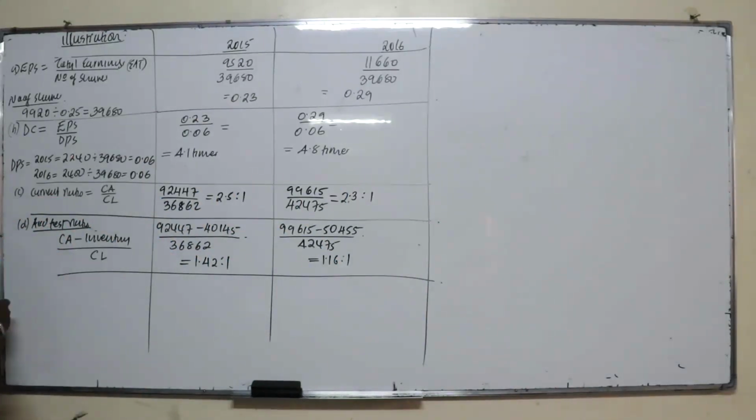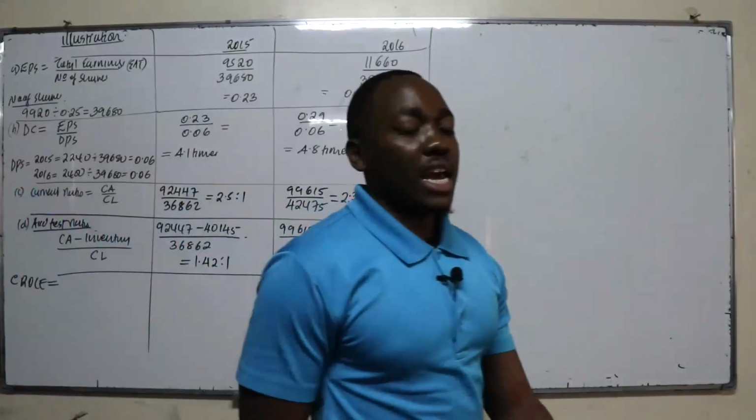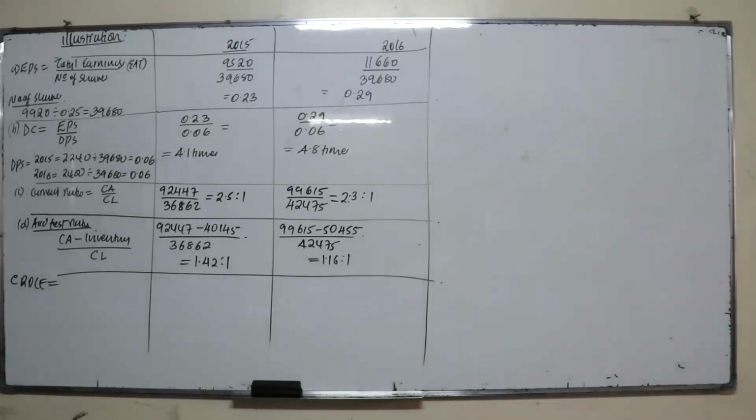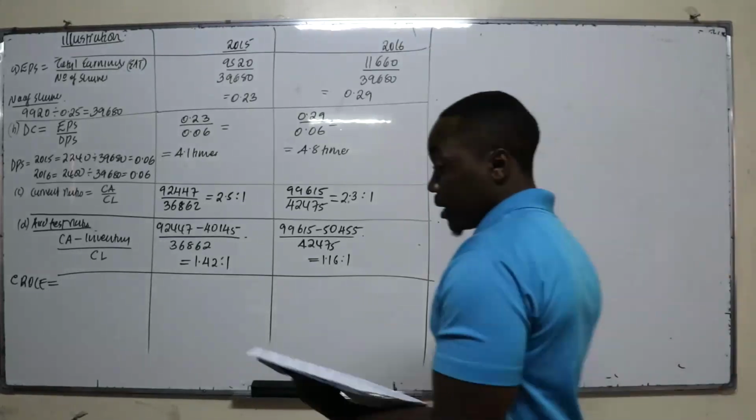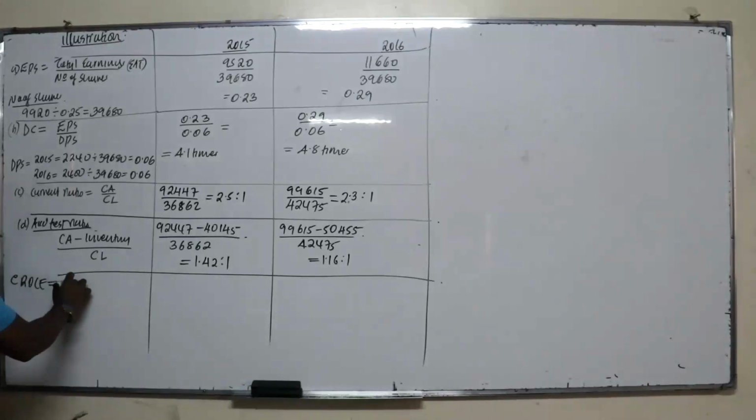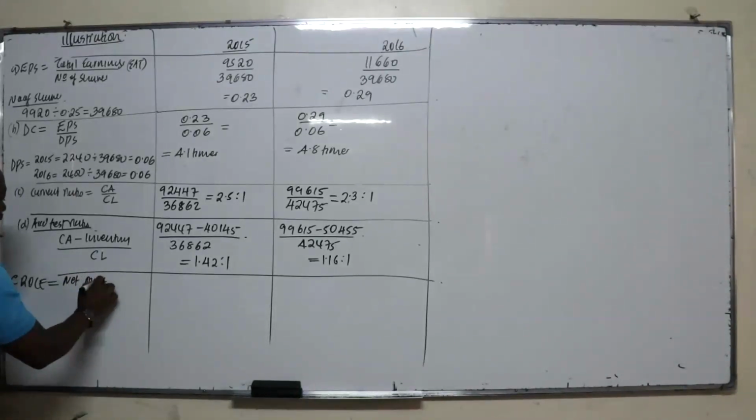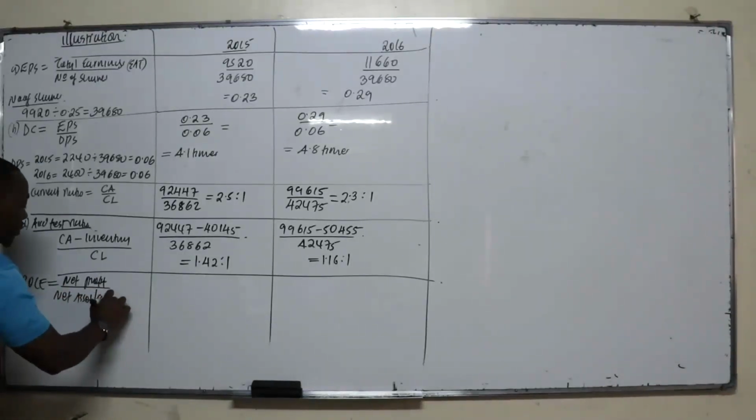Lastly, we have return on capital employed. How do you get the return on capital employed? Go back now to your notes, not the footnotes, but the other notes. Look at how we get the return on capital employed. It's under profitability ratios. It's net profit divided by the net assets, or the capital employed.